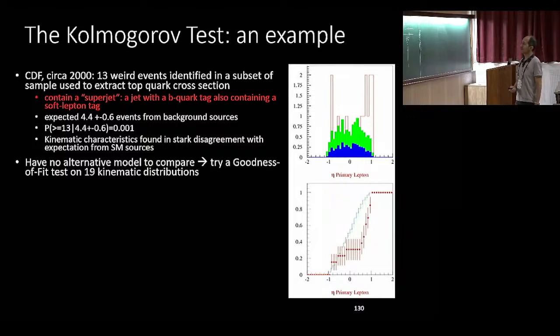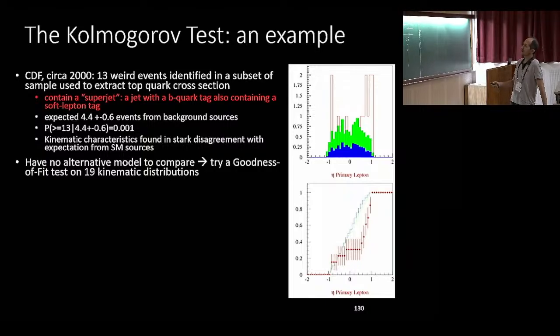I have an example for the Kolmogorov test, but I won't go into it because it's late. But this is basically what it is. You compute the cumulative distribution of some data that you have. This is the red data that we have, and this is the cumulative distribution of the data as you integrate, for instance, the rapidity of the primary lepton in this CDF analysis from minus infinity to plus infinity.